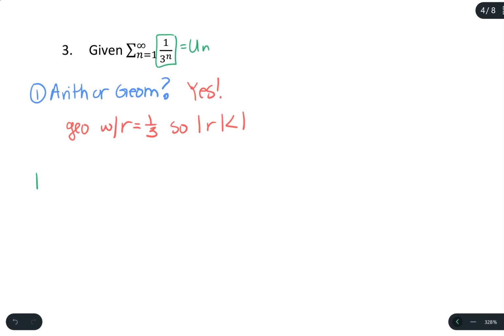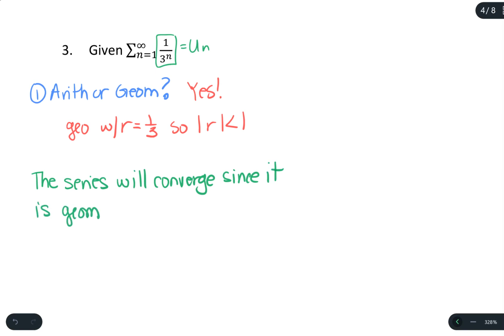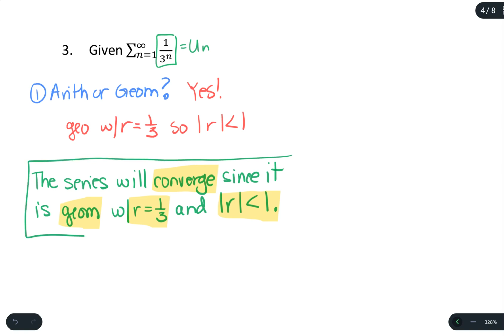So for a geometric series, we will say the series will converge since it is geometric. You're going to state the r value with r equal to 1/3. And you're going to state that the absolute value of r is less than 1. So you have converging, you have the geometric, you have the r value, and you state the stipulation on the r value that will make it converge.